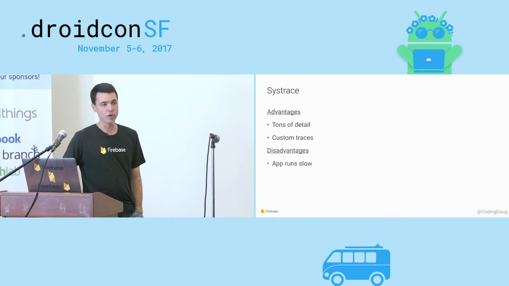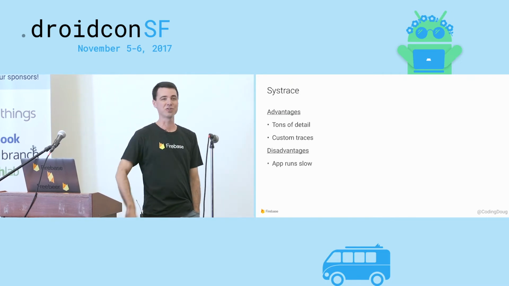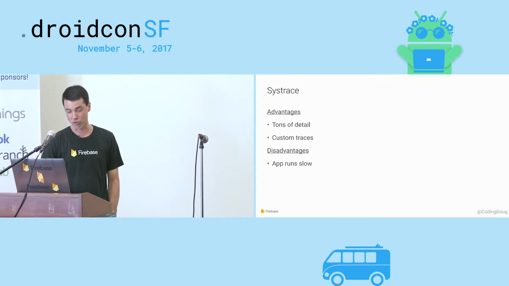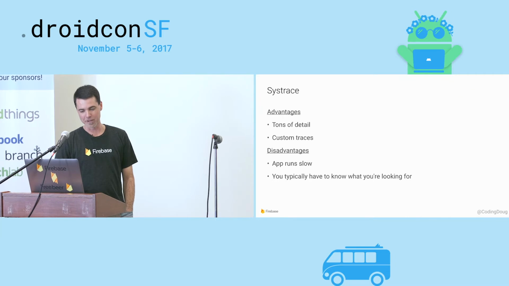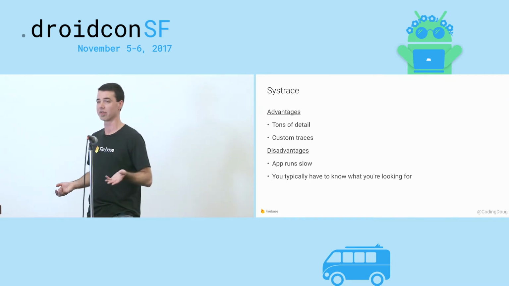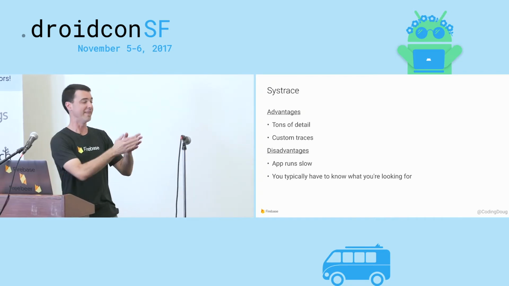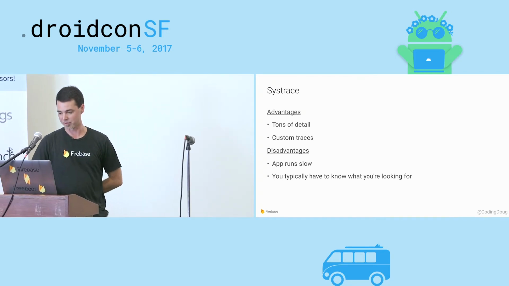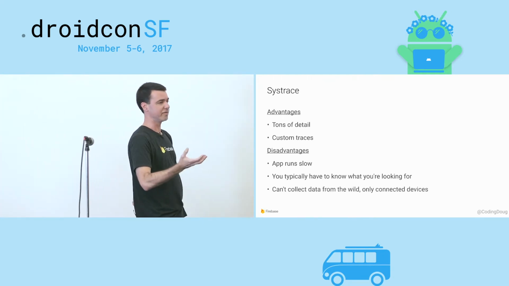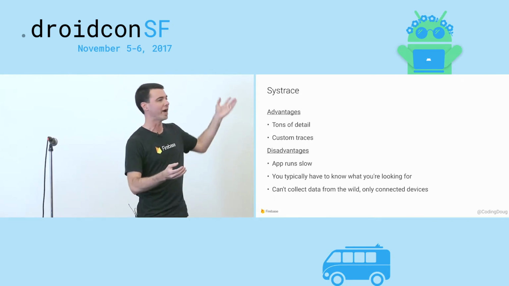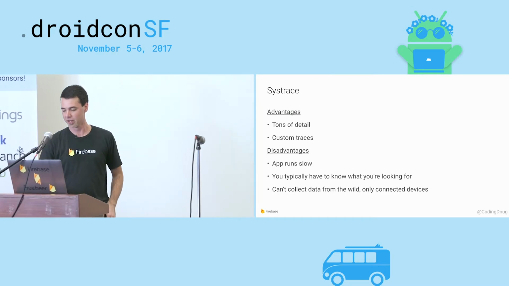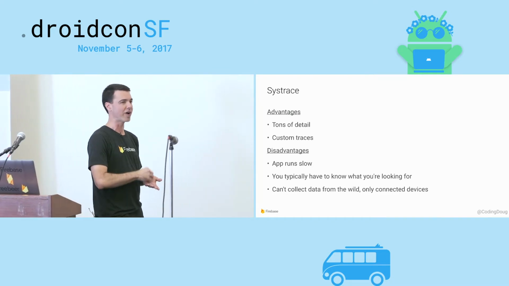However, your app will run slow. Systrace users know that when you run systrace against your app, it will slow to a crawl. You also have to know what you're looking for. You can't just have systrace running in your app all the time. That's not the way it works. You have to know there's a performance problem and then dig down into the details for that problem. It can only collect data from connected devices. So as users are using your app, there's no way to have systrace weasel its way into the app running in production. So how do you get performance data from your app running in production?